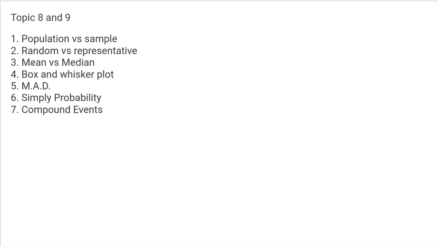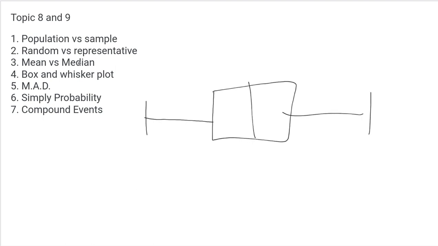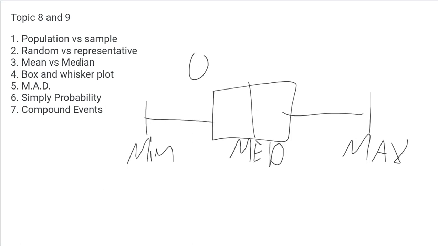Mean, we added up everything and then divided by the number of people. Median was we took out the highest, took out the lowest until we found the actual middle. Box and whiskers with our min, max, median, Q1, and Q3.